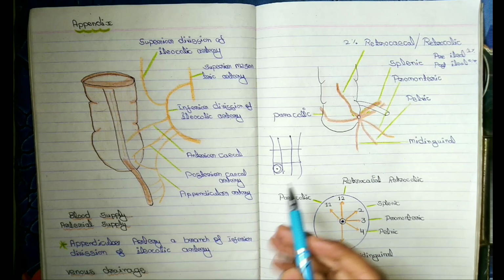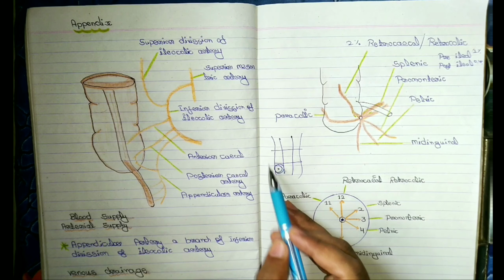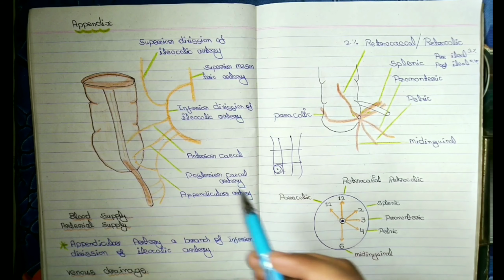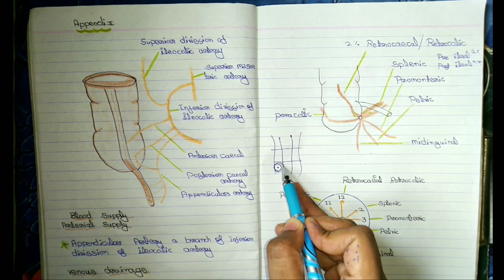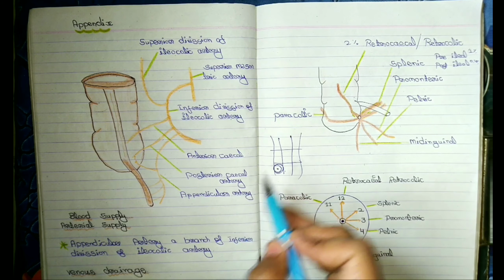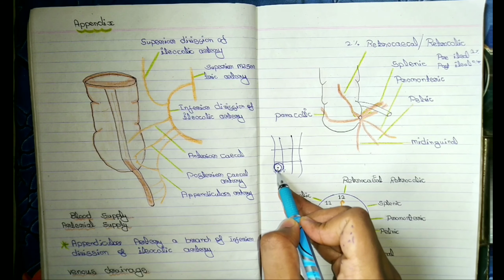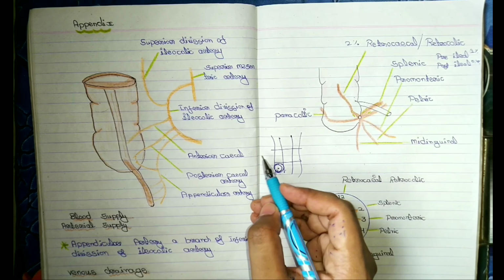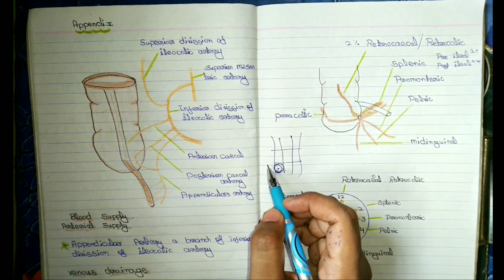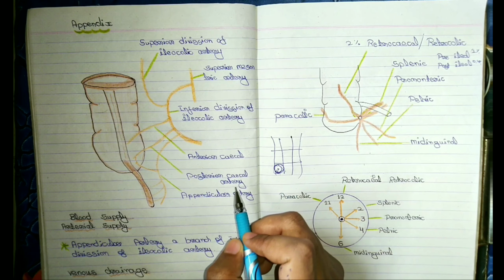Surface anatomy. If we divide the abdomen into 9 parts, this is the right ileocolic part. In that, the appendix will be present at McBurney's point.